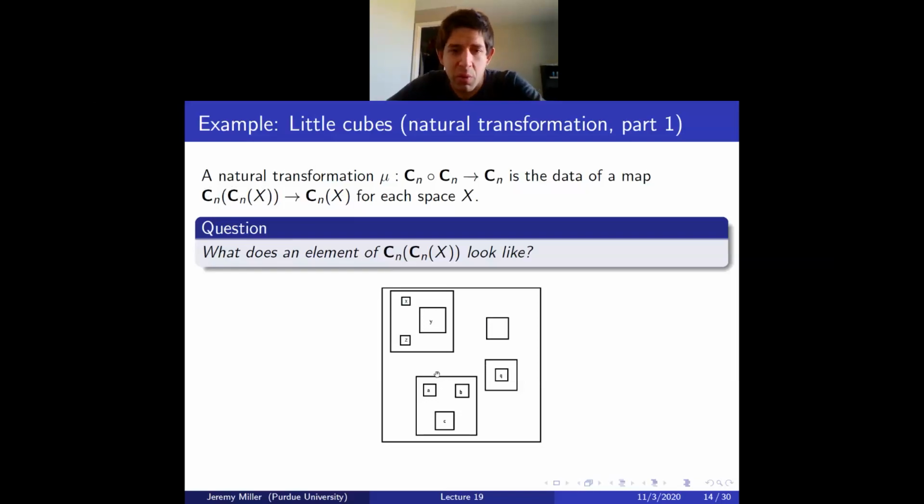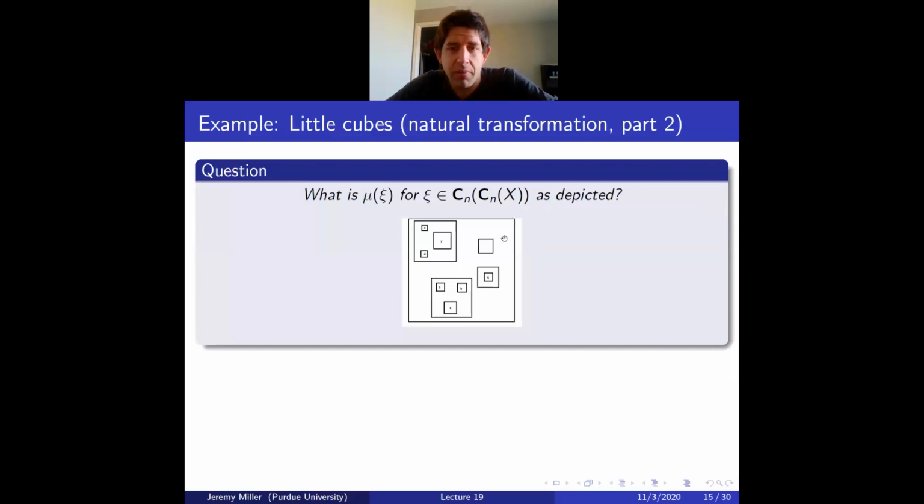So what we need to do is take a picture of cubes labeled by points in X and map it to just cubes in X. So given this picture of cubes labeled by points in X, how do we get a picture of just cubes labeled in X? How do I not say cubes twice?